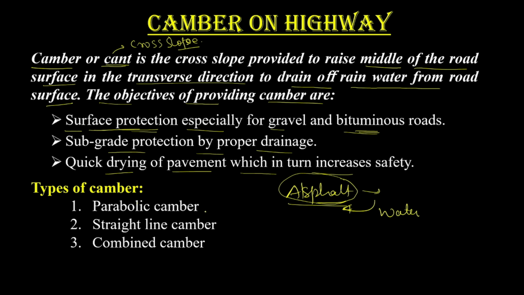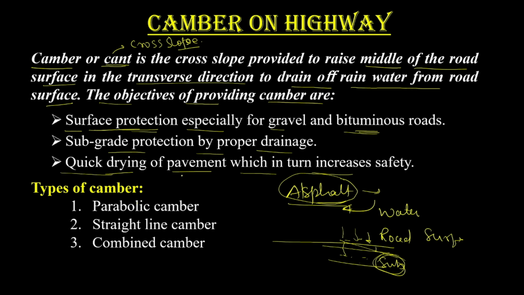Now second, subgrade protection. Suppose this is my road surface. The first layer here will be bituminous, and then here will be the subgrade. When rain comes and water comes, that water will not go into this subgrade, that's why we provide slope here, right? And we can protect this subgrade so that our road life will be longer.